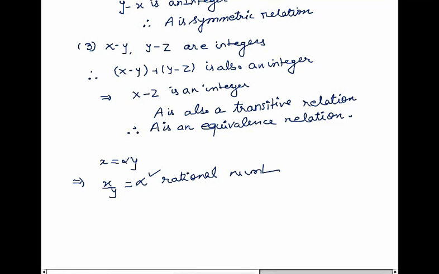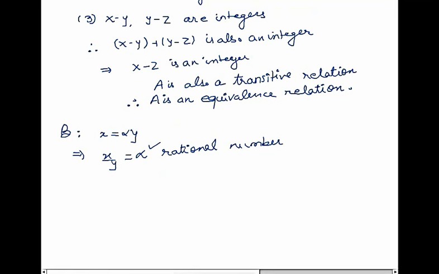First of all, we will check for reflexiveness, whether the given statement B is reflexive or not. And as we know that x over x is equal to 1, which is a rational number, therefore statement B is a reflexive relation.